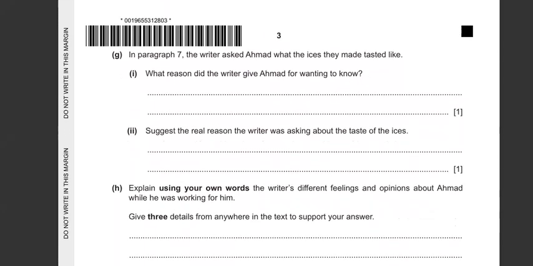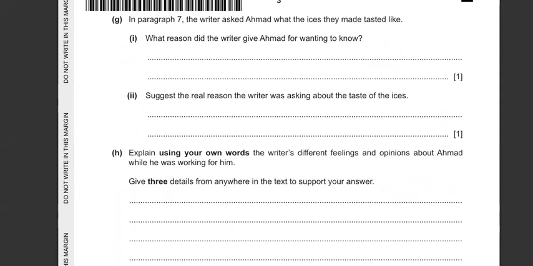Now, moving on to part G, the last part of our question number one. Part G has two subparts, one and two. In paragraph number 7, the writer asked Ahmed what the ice they made tasted like. Number one, what reason did the writer give Ahmed for wanting to know? The reason is still in my mind as I have read the text very thoroughly. So he wanted to taste it so that he can make it better, right?